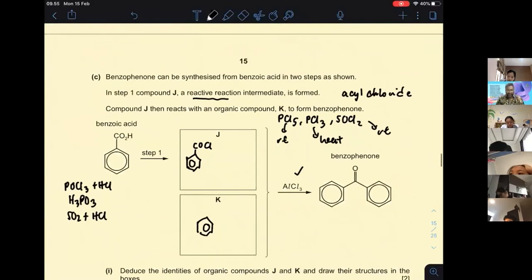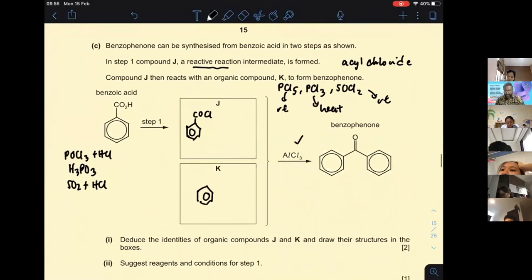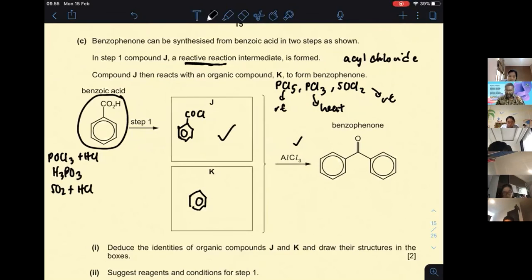Benzophenone can be synthesized from benzoic acid in 2 steps as shown. In step 1, a compound J, a reactive intermediate, is formed. Compound J then reacts with the organic compound to form benzophenone. Now, when they say reactive, you see this is going to be a carboxylic acid. Carboxylic acid is always unreactive, so you need to change it into something that is reactive. In chemistry, we learn that if you want to have any reactions, better change them into acyl chloride. So J must be in this form. Change it into acyl chloride. How do we change it? You have 3 ways.